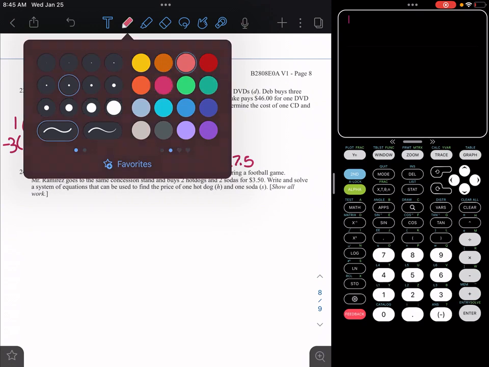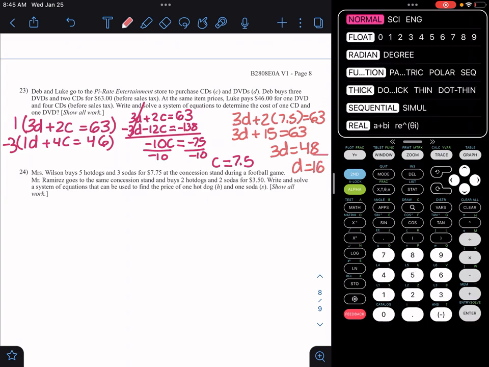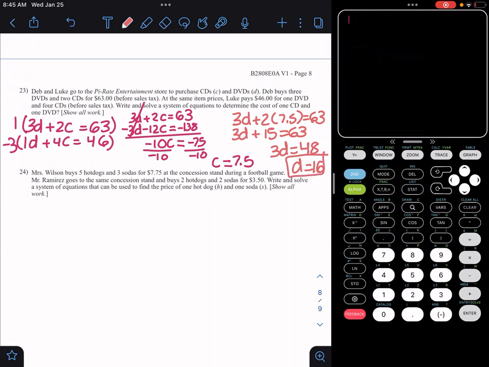Alright, now let's go see how much DVDs are. We can use either equation. I'll just use the first one. So 3D plus 2, the CDs are 7.5, equals 63. So I'll have 3D plus 15 equals 63. Minus the 15, we get 63 minus 15. We get 48. Divide by 3, we get D equals 16.